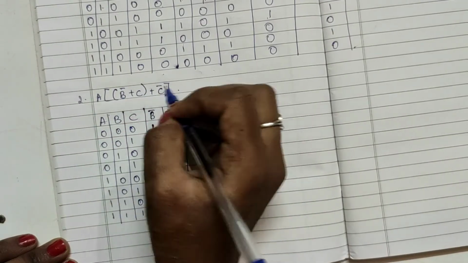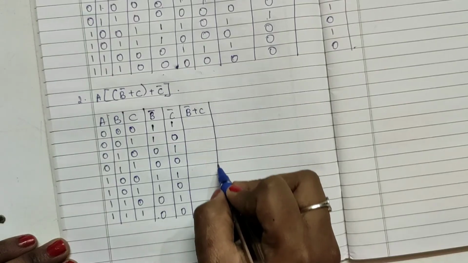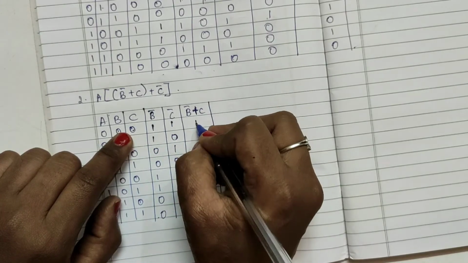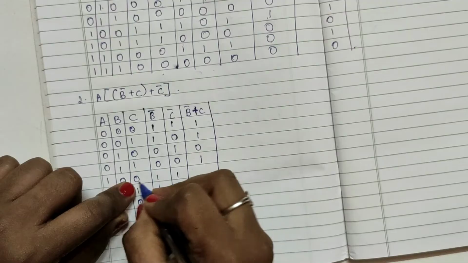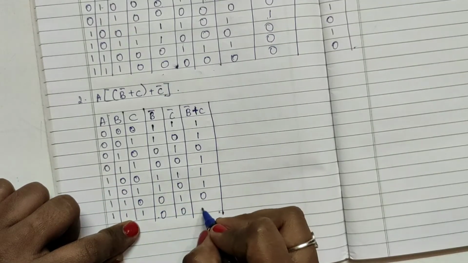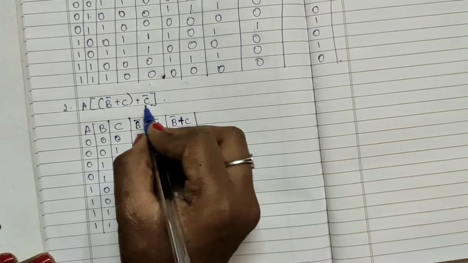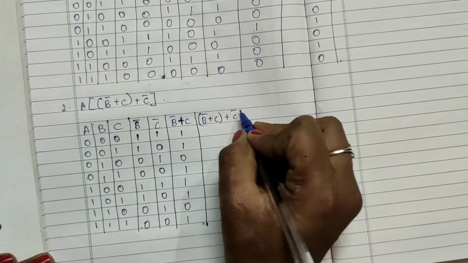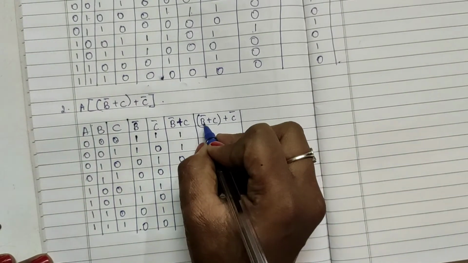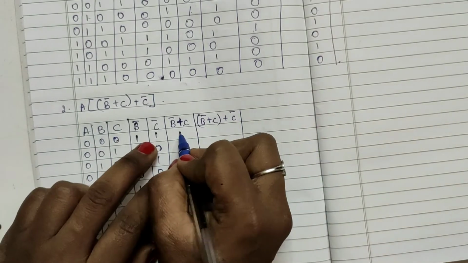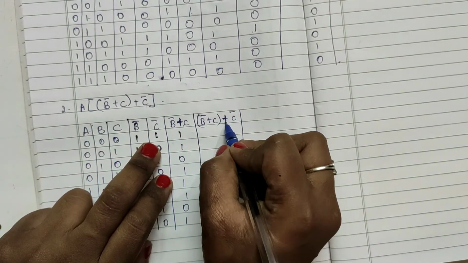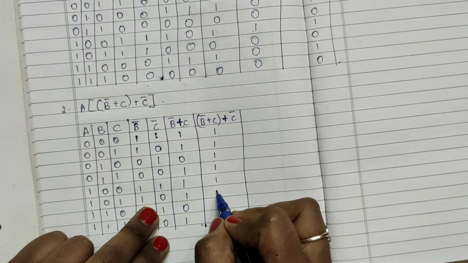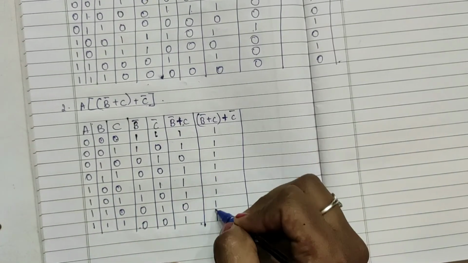Now b complement plus c. So b complement and c. So plus means if any one condition is satisfied, then it's fine. 0 1 1 1 0 1. And now we need to find out this. So b bar plus c plus c bar. So we already have b bar plus c here. Now plus c bar. So this one and this one. So in between we have plus. So if any condition is satisfied, 1 1 1 1 1. So we are seeing all 1.